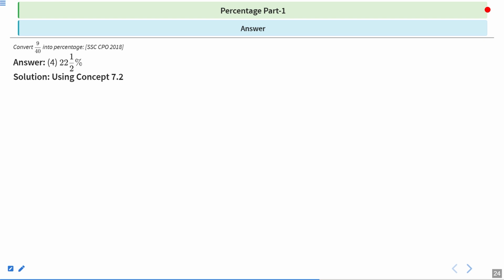Now see the detailed solution. Using concept 7.2 in this question, we can say that 9 upon 40 multiplied by 100 gives 45 upon 2%. Now we know that 45 by 2, when we convert it into a mixed fraction, is 22.5%. So 4 is the correct answer. Next one.